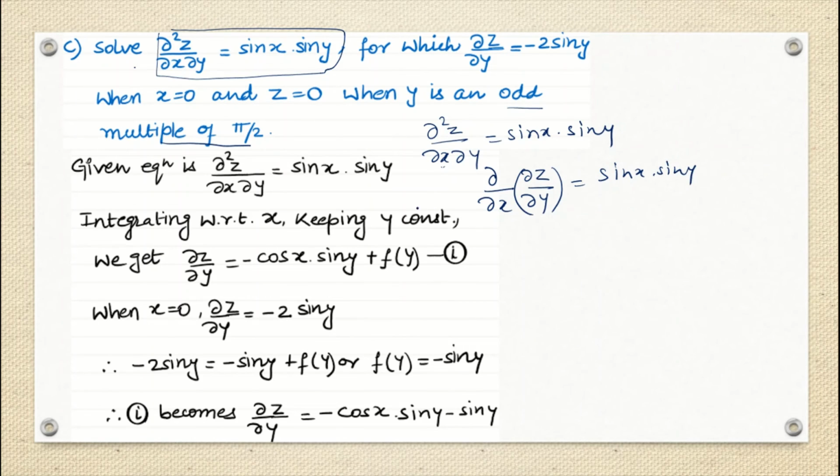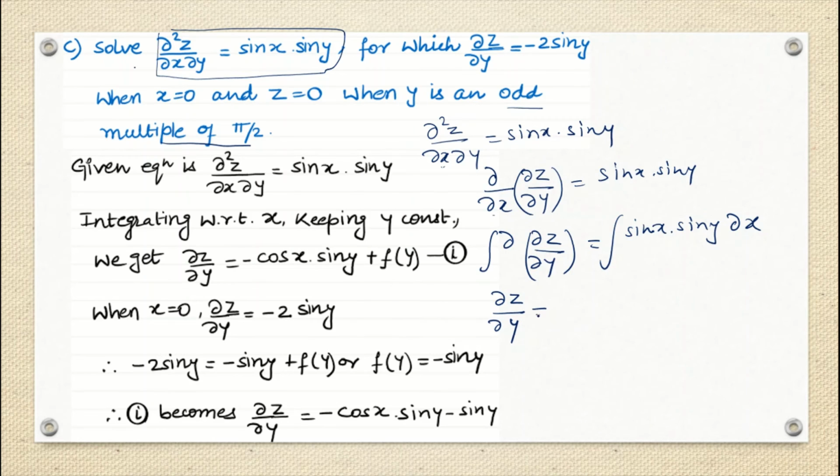Now I have to put the integral sign on both sides. That means I am writing the integral of ∂/∂x of (∂z/∂y), which equals the integral of the right hand side, with respect to x. ∂x has gone here. Fine. Now my left hand side is nothing but ∂z/∂y.